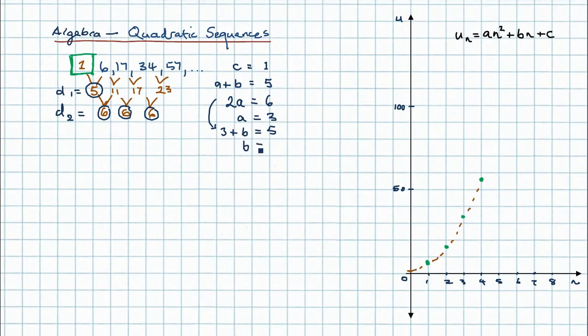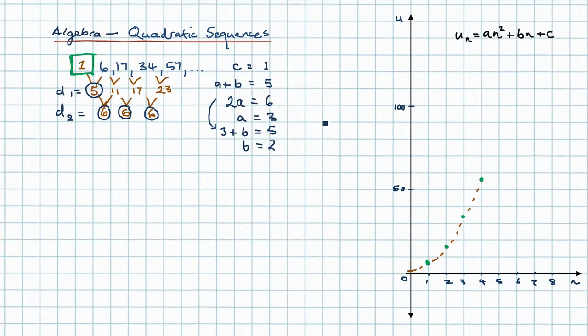Therefore, b equals, subtract 3 from both sides, 5 minus 3, is 2. So a little bit of simple algebra is necessary to get us our a, b and c values, but as soon as we've got our a, b and c values, it's all good news.